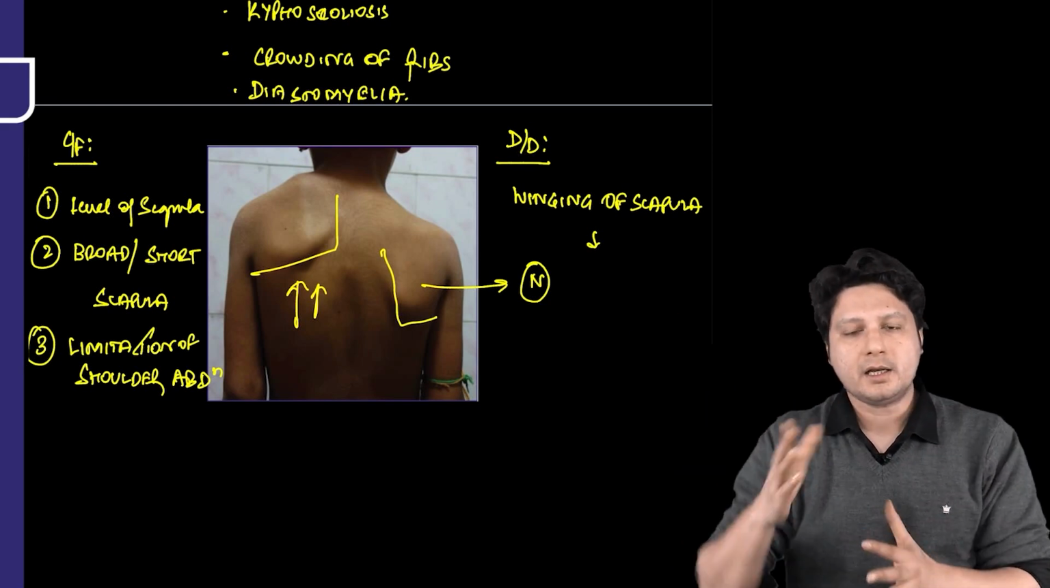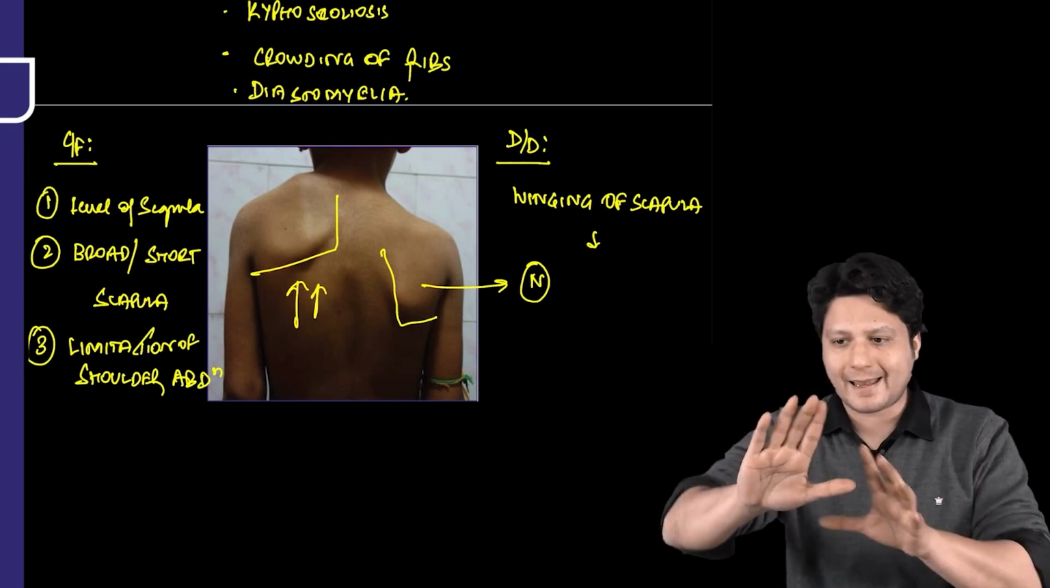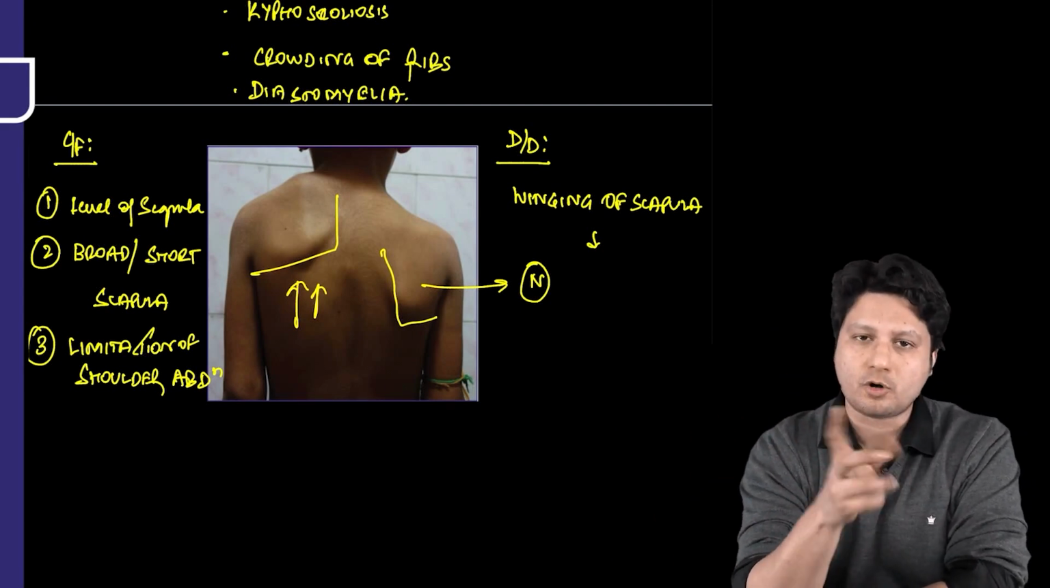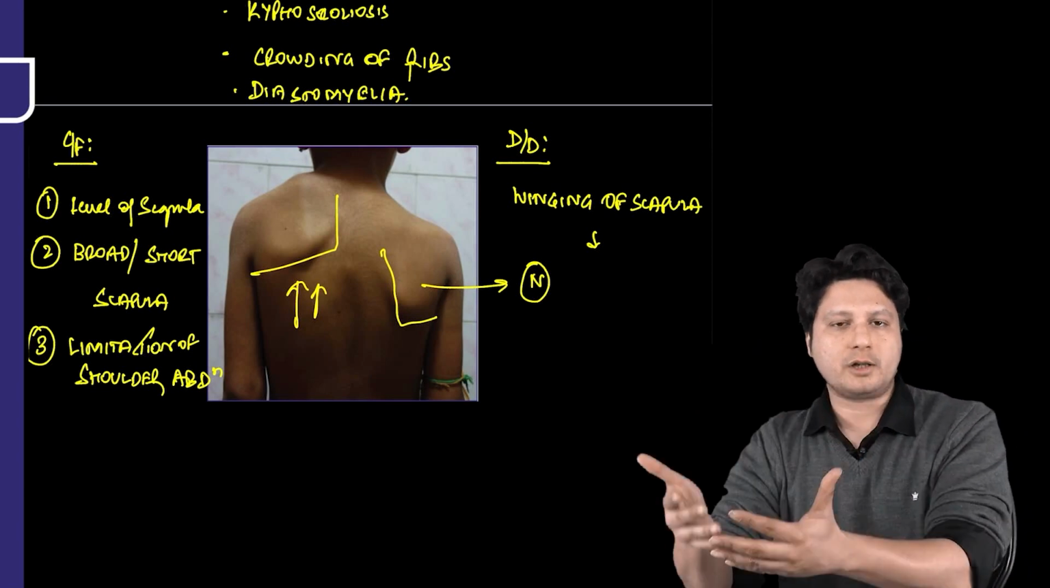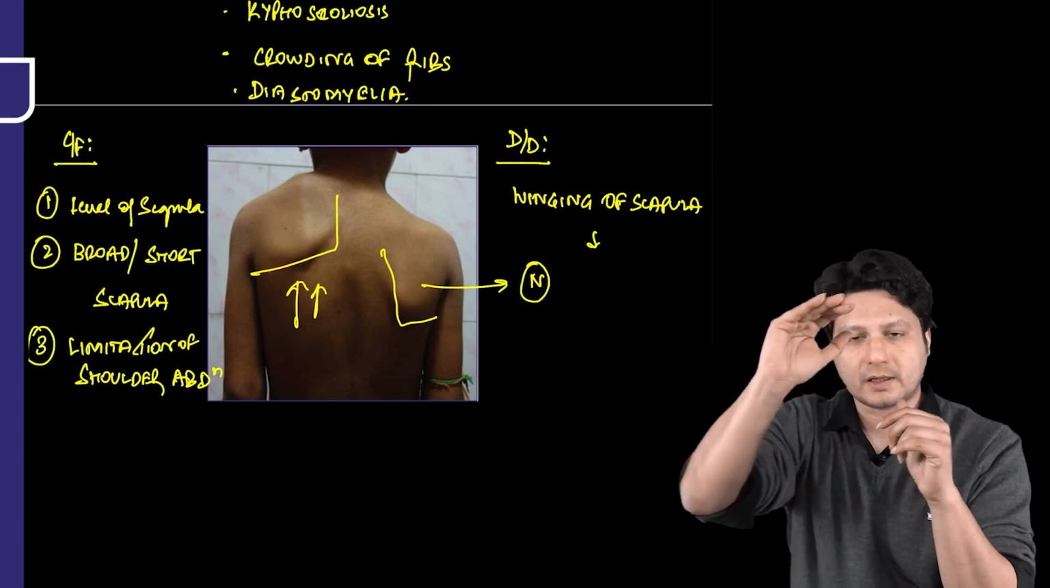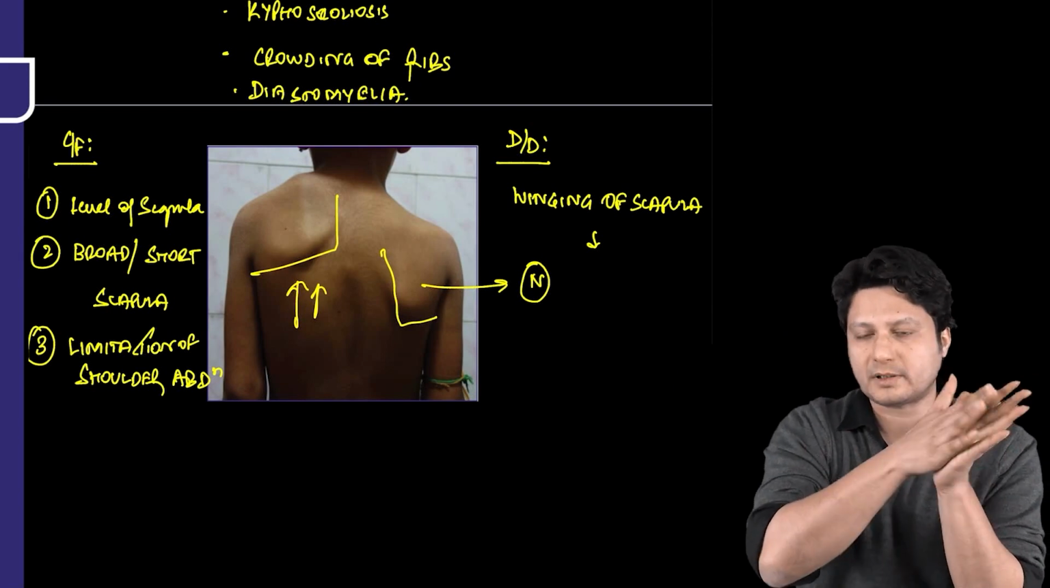But beyond 90 degrees, shoulder abduction is assisted by external rotation of the scapula. Now, if the scapula is abnormal in location, position, or overall morphology, there will be a limitation of shoulder abduction also. So these are the clinical features related to this particular topic, that is Sprengel shoulder.